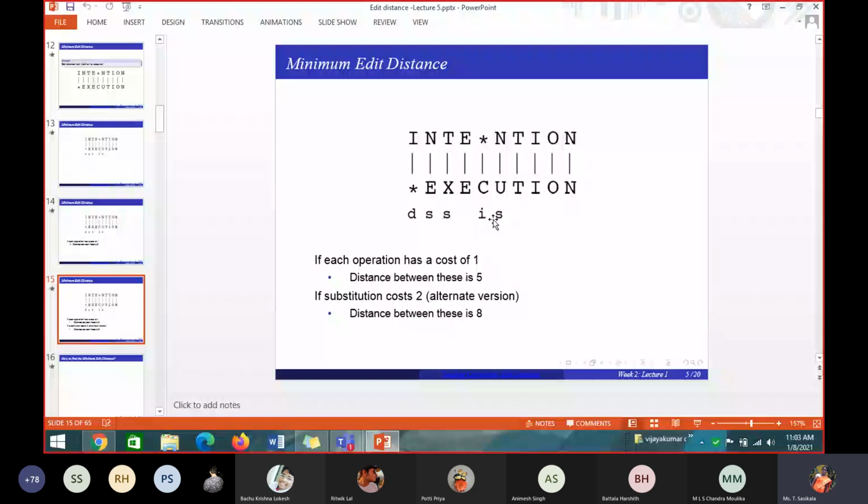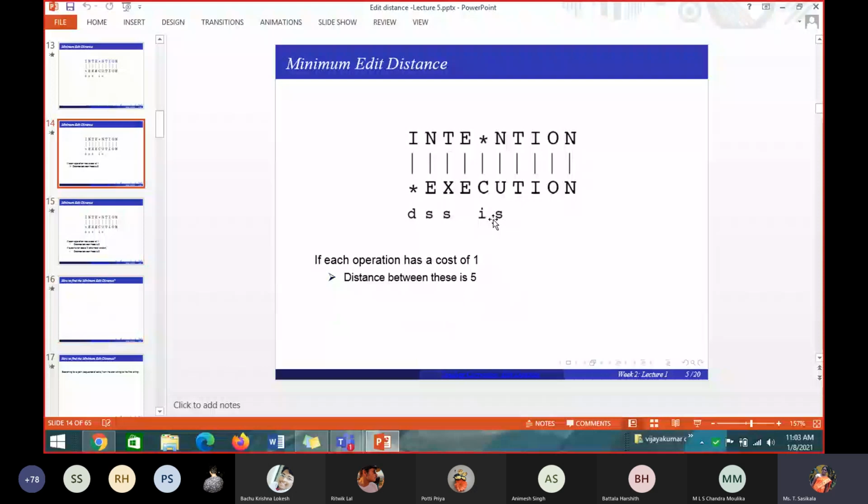If you want to convert the word intention to execution by applying edit operations, the distance needed is 8. We will see how to find that minimum edit distance. Later, after solving that matrix, we will finally come back to this slide again. This is for you to understand how these edit operations work.